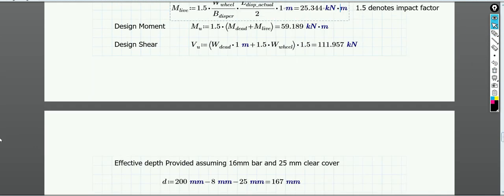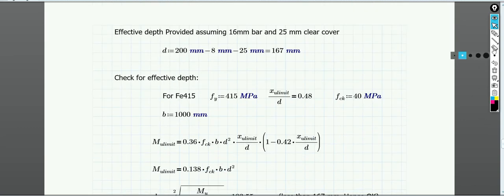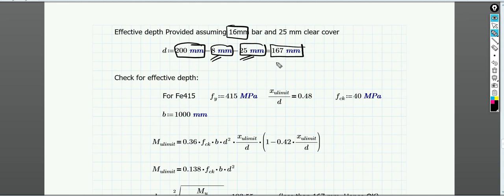I think you have understood so far. So now as we have the moments and the shear forces, we can go for the designing. So let's find out first the effective depth. Assuming the average depth of the slab is 200 mm, and 25 mm of clear cover, and basically a 16 mm bar we are assuming. So half of the 16 mm bar, that is 8 mm, and 25 mm clear cover, then the effective depth comes out to be 167 mm.